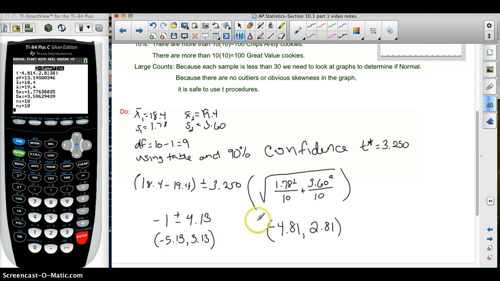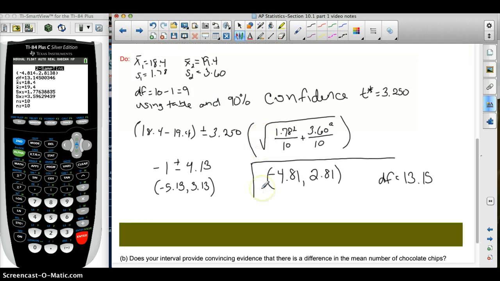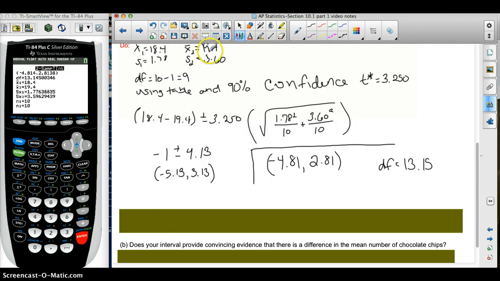Just remember, if you're using the calculator method, just write down what exactly you're using for your numbers so that they'll know. Also pull out, if you're writing this as your interval, what the degrees of freedom was that was used, and it was 13.15, so that if your AP reader doesn't know where that number came from, they at least know that, okay, you're using a different degree of freedom than what it would be if you were doing it by hand.